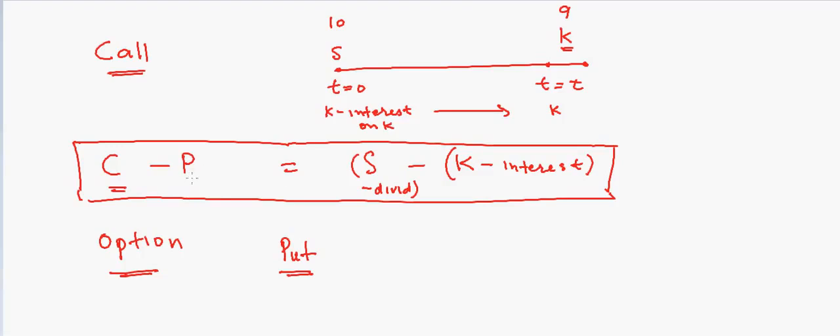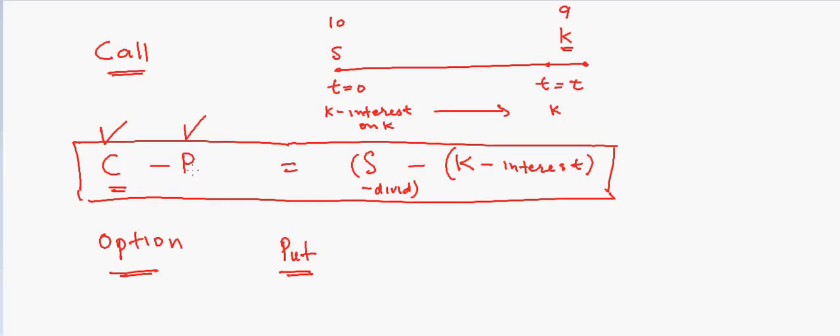Now this call put parity is one of the very important equations, because we can rearrange these numbers to either buy a synthetic call or a synthetic put. Suppose you want to buy a synthetic call, all we need to do is buy the stock, buy the put, and then put some money, or get some money on interest. That will be a synthetic call option.